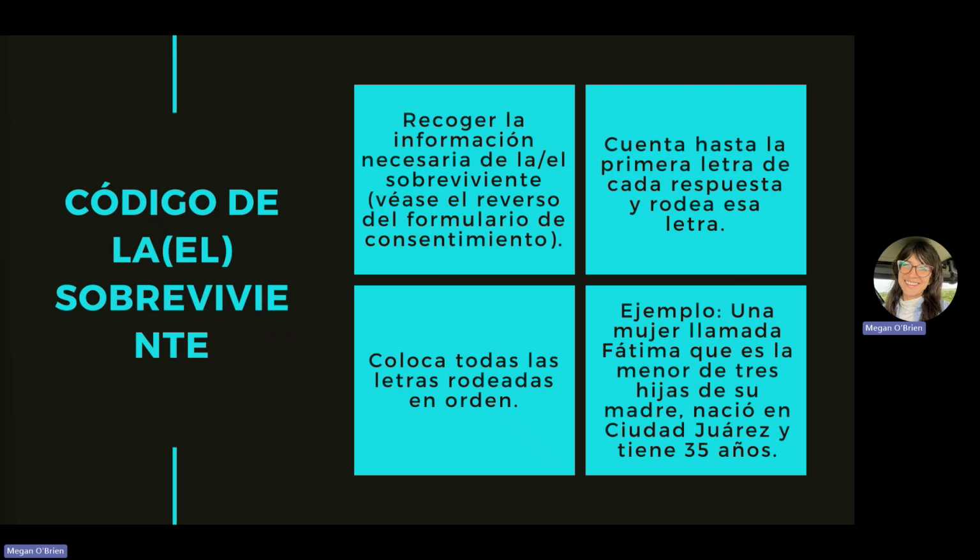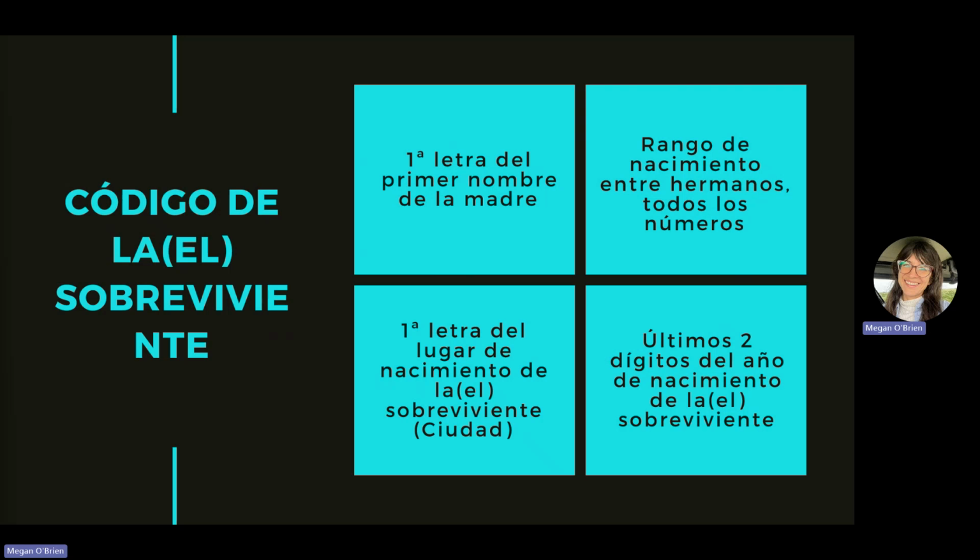So, with the survivor code, if we're using the formula that we have on the screen, we'll take the first letter of each response and circle that response. Then put all of the circled letters together in order. So for example, a young woman named Fatima, who is the youngest of 3 daughters to her mother, was born in Ciudad Juarez and is 35. What would her code be?